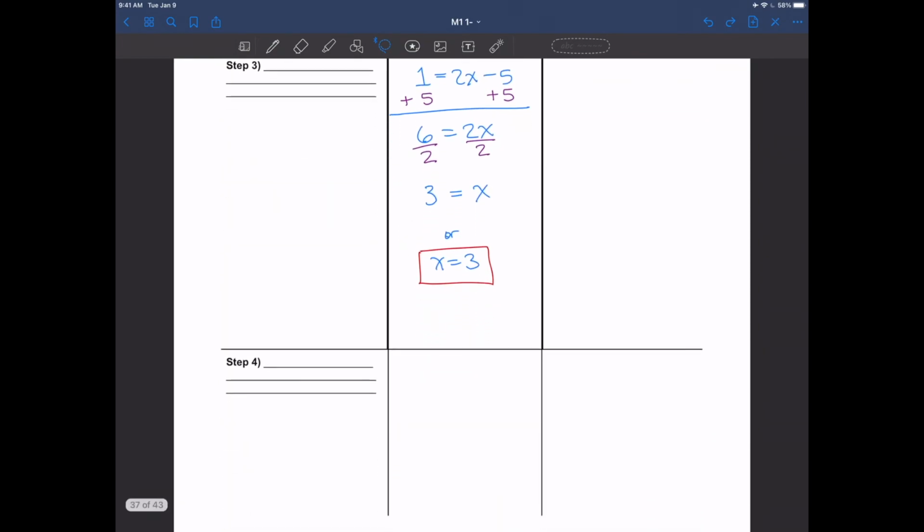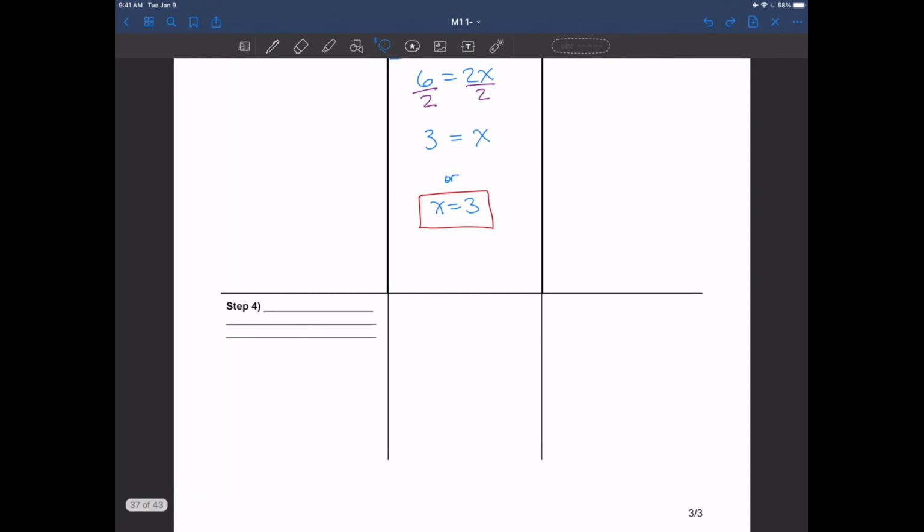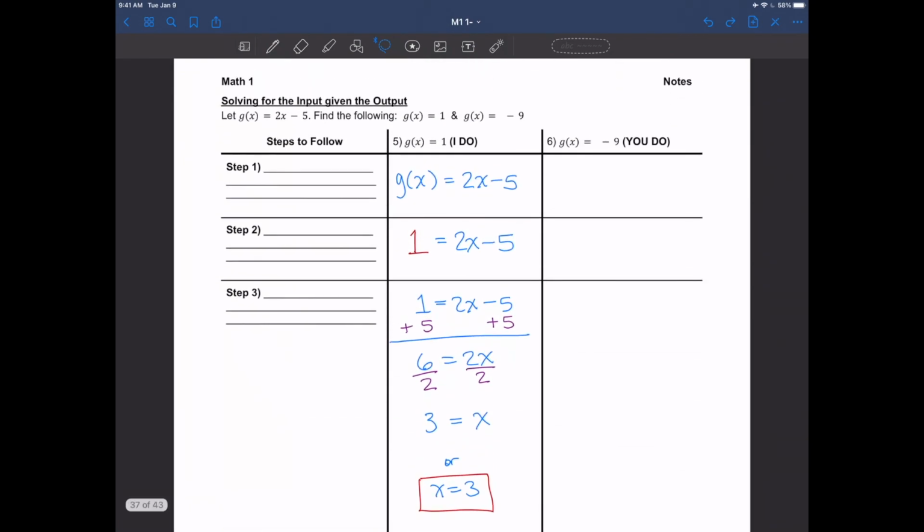But look, there's a step 4. What is that step 4? Think about that. What did I just do? That looks familiar. What's happening? Okay, simplify, and it checks out. So I guess this is me checking my work. You could probably write that for step 4. Now, you go ahead and answer number 6. G of x equals negative 9.